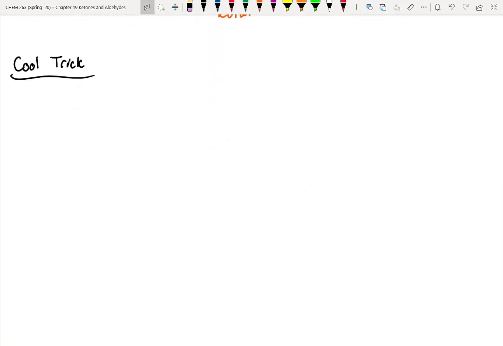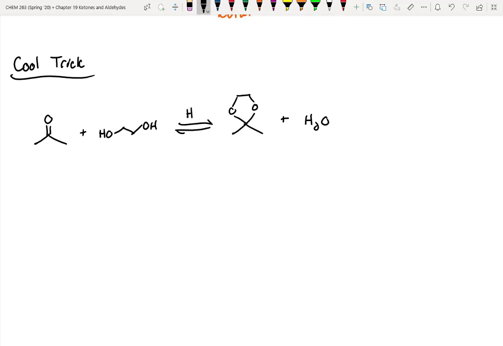Let's consider this overall net reaction. Let's say we've got acetone, and we treat it with our ethylene glycol under acidic conditions. What you can do is isolate your cyclic ketal product and get water out. Oops, sorry, this should be acid catalyst in between.